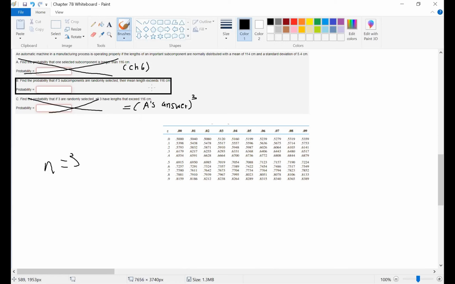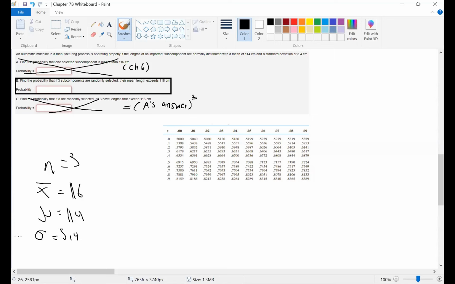And here our mean length is 116. So in this case we can say x bar is 116. We know our population mean is supposed to be 114. So we have mu is 114. The standard deviation of the population is 5.4.